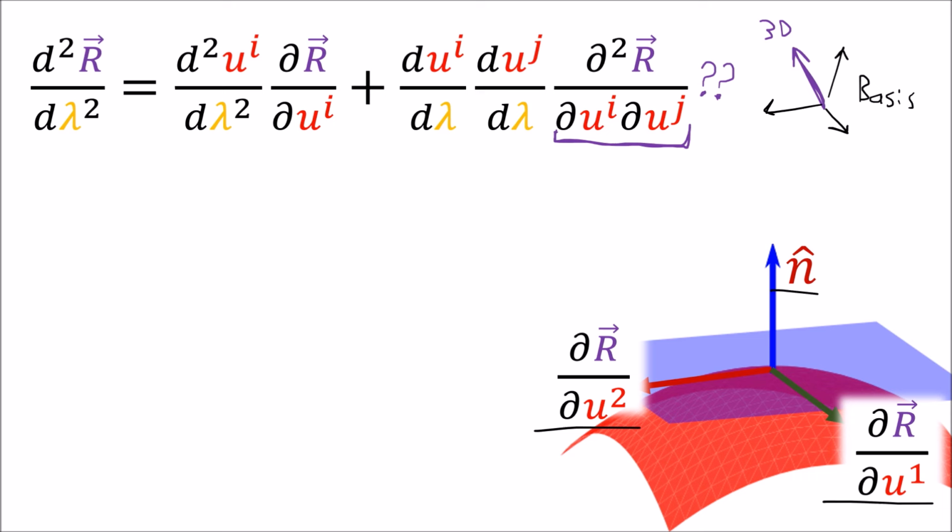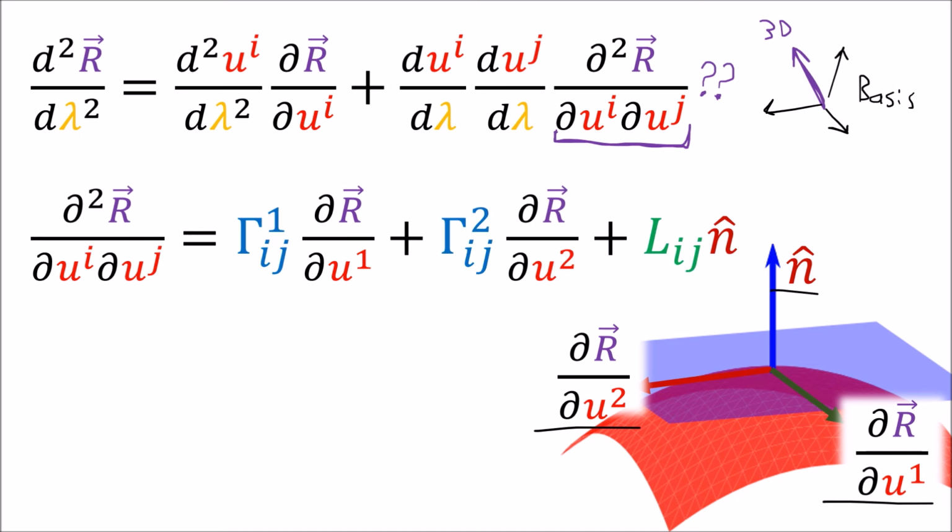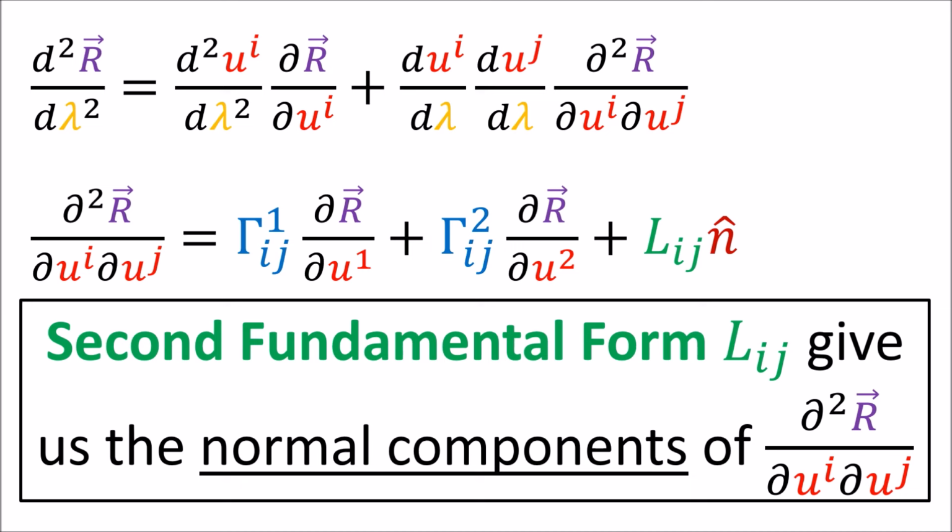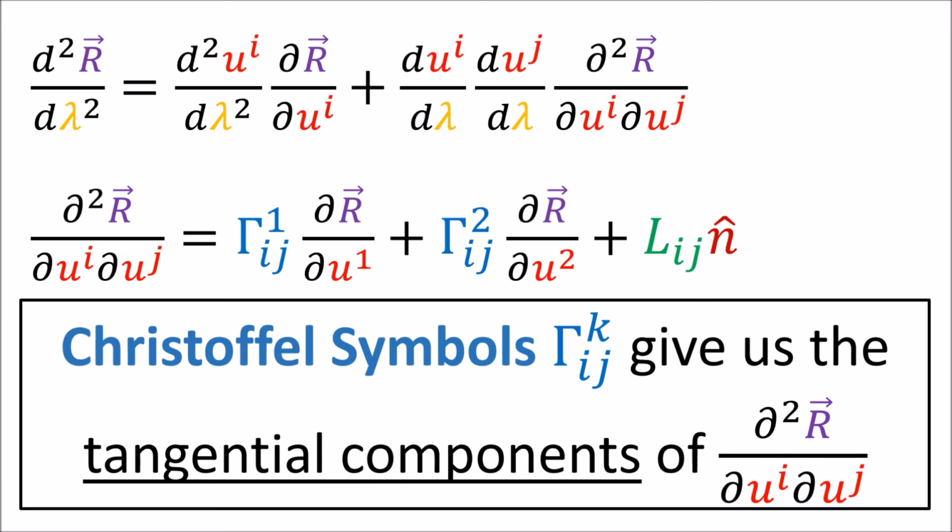Now, how much of each of these basis vectors do we need? Or in other words, what are the components of this vector in this basis? Well, we don't actually know the components at all, so we're just going to make up new variables for them since they're unknown. We're going to use these variables here. These L_ij terms are called the second fundamental form, and L_ij tells us the normal component of this second order derivative with respect to u_i and u_j. And these capital gamma symbols are called the Christoffel symbols, and these give us the tangential components of the second order derivative vector. So gamma 1 ij tells us how much of the u1 basis vector we need, and gamma 2 ij tells us how much of the u2 basis vector we need.